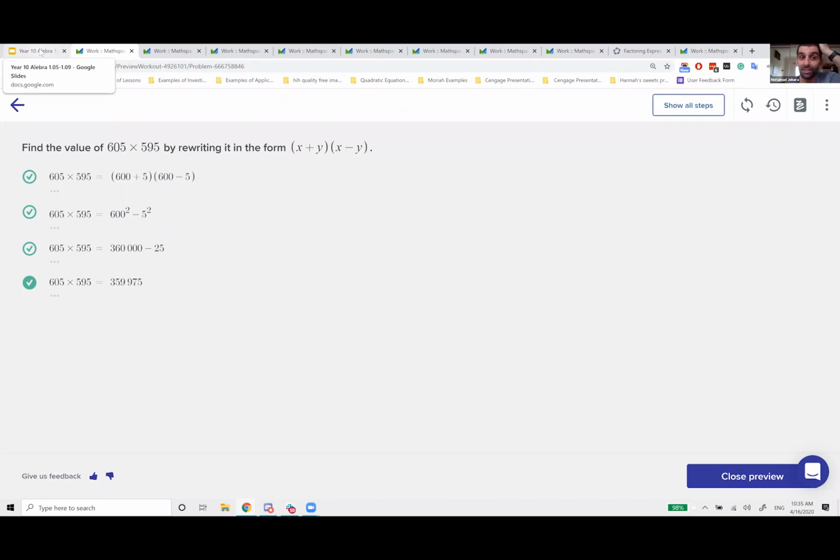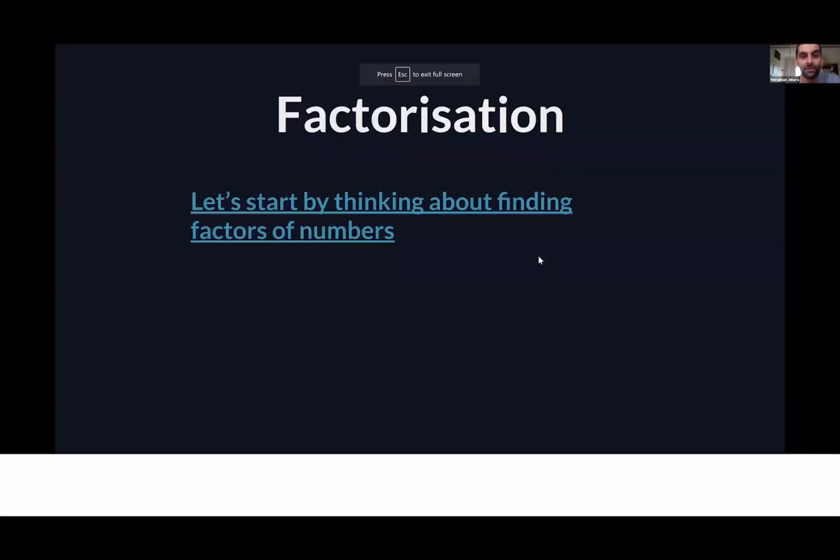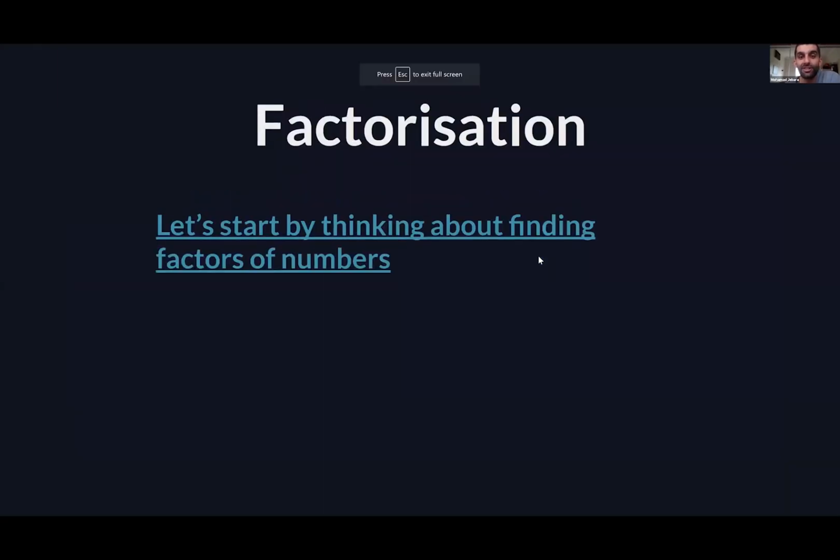And that's really what expansion and factorization is. So we're going to move on to factorization. Factorization is just another way of writing an expression. So it's an equivalent expression.